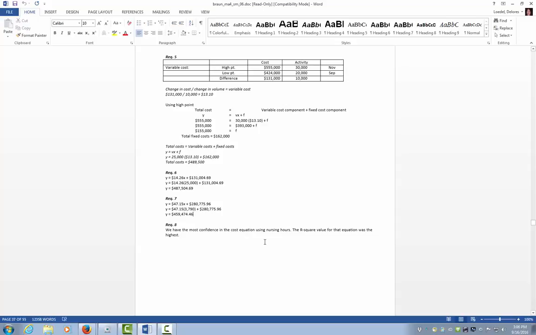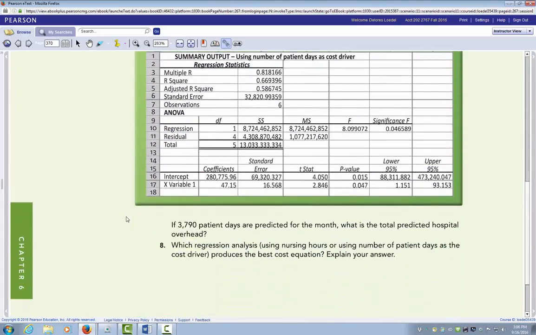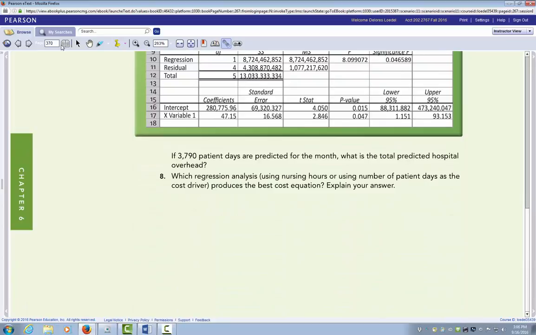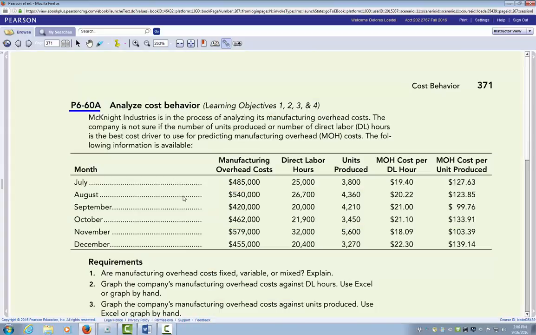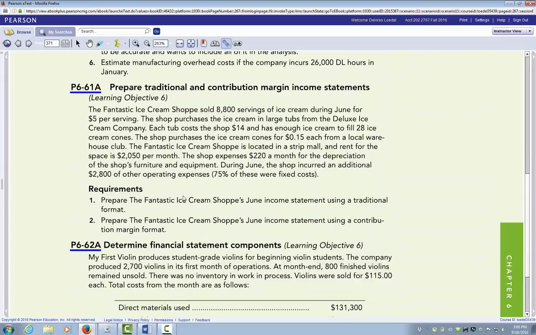Our next problem, let me pull that up now. Our next problem that we're going to work on is problem 61, and that is on page 371. Okay, much quicker, much shorter problem. This is learning objective 6, and all we are going to do with this is prepare the income statement using a traditional format, what you would have learned in financial accounting, and now we're going to use the information to prepare a contribution margin format.